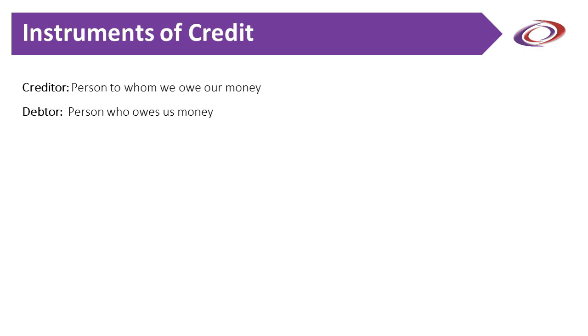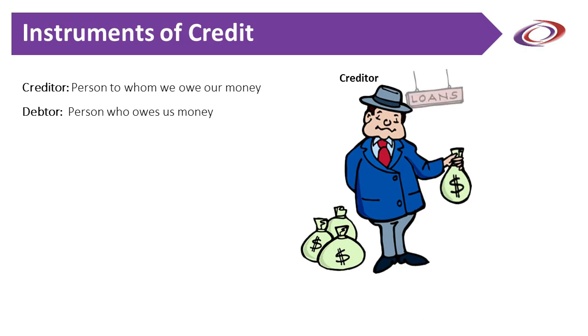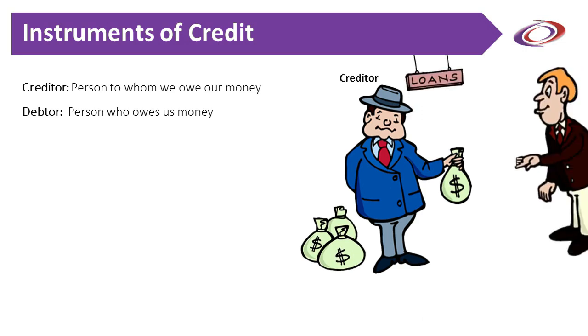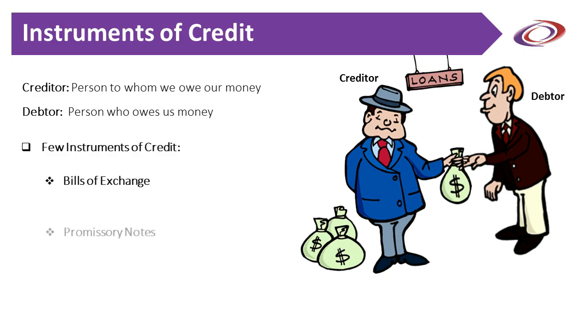Similarly, if we consider a banker or a financial institution, they also give credit to its customers. And you are aware of this, right? But what is the proof of the existence of this credit? This is where certain instruments of credit come into play. A few of them, which we are going to discuss here, are bills of exchange, promissory notes, and checks. Let's take this one by one.